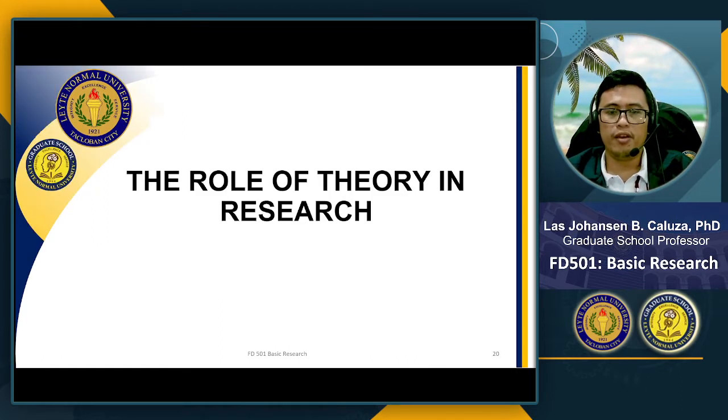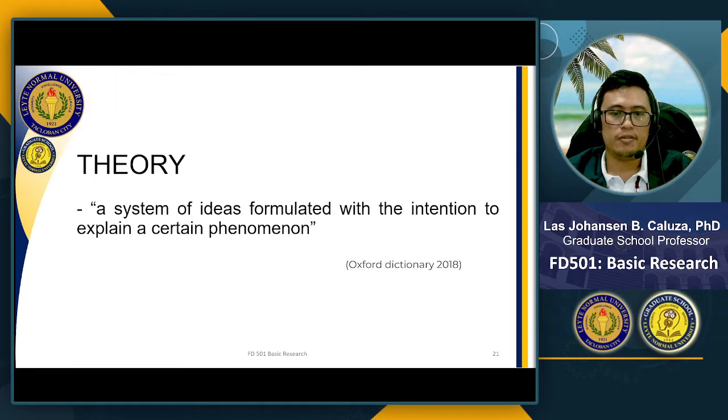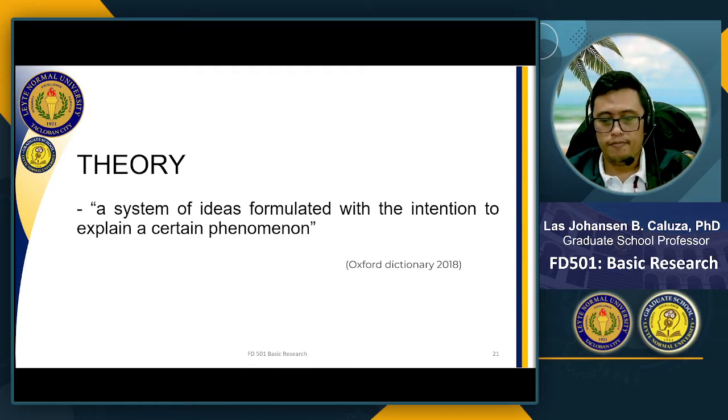So, the role of theory in research. According to the Oxford Dictionary in 2018, a theory is a system of ideas formulated with the intention to explain a certain phenomenon. Theory is defined by its ability to explain why certain things happen or why certain things do not happen, as well as provide a framework that we base our actions on accordingly.